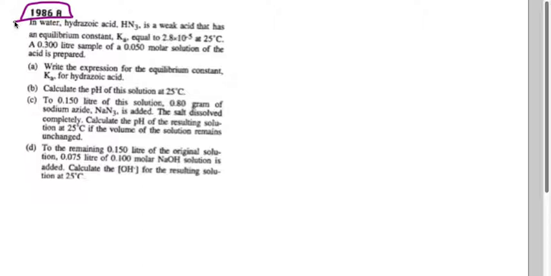In water, hydrazoic acid, HN3, is a weak acid that has an equilibrium constant, Ka, equal to 2.8 E negative 5 at 25 degrees Celsius. 0.3 liter, apparently they're British, of a 0.05 molar solution of the acid is prepared. Don't get confused between HN3 and NH3. This is not ammonia. This is an acid. That's an ionizable H right here. It's a weak acid, and it says write the expression for the equilibrium constant Ka.